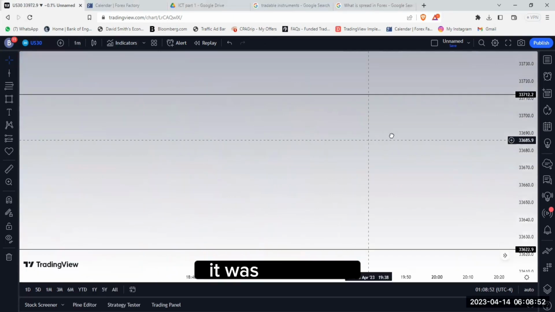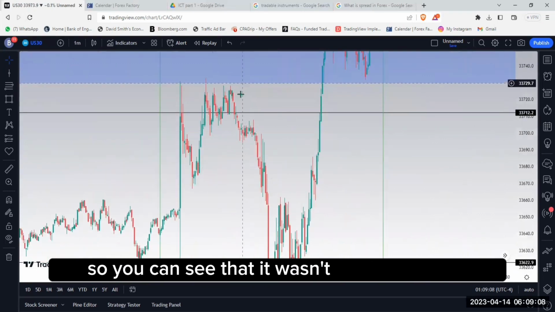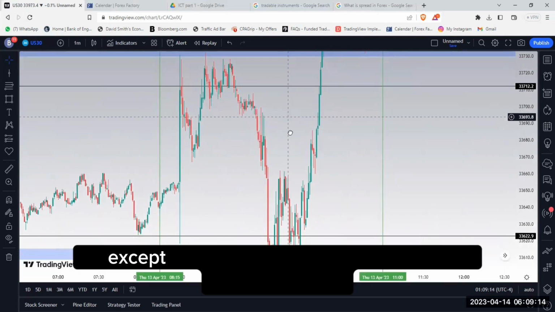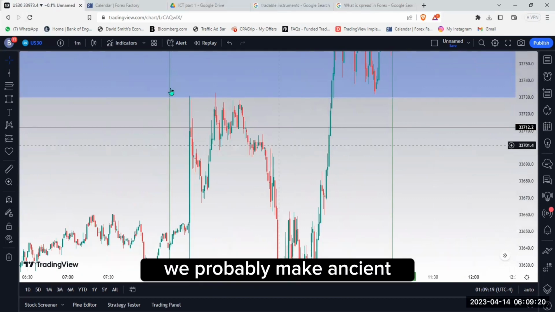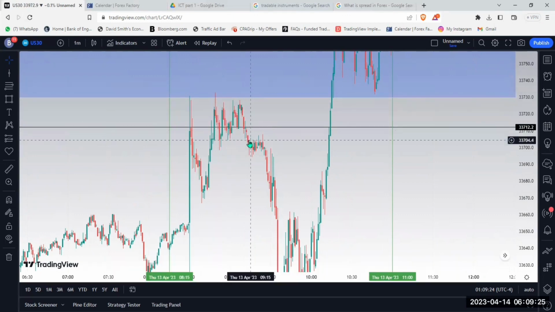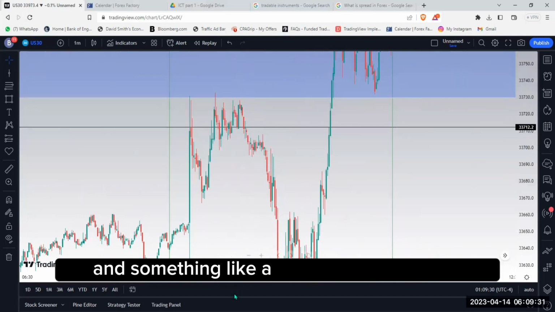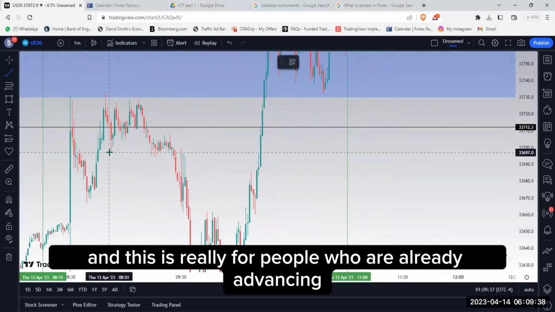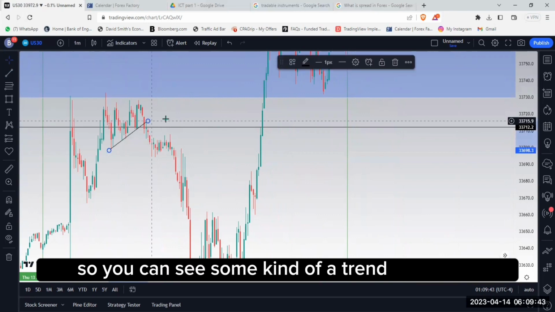In the 1 minute time frame, it wasn't so clear. Something I'm going to be showing you. You couldn't have made any entry in this time frame, except you have a different kind of understanding, a different way you could make entry, maybe because price has tested here and did these rejections. And this is really for people who are already advanced in analyzing charts. You can see some kind of a trend line here.